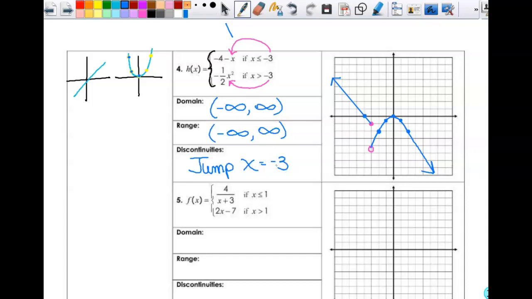Not always. I think all of our examples end up being jump, but there are other ones we could have, holes and things for sure. The one we're going to skip would be something different, but we need to skip it because we haven't done these yet. Okay, we good so far?